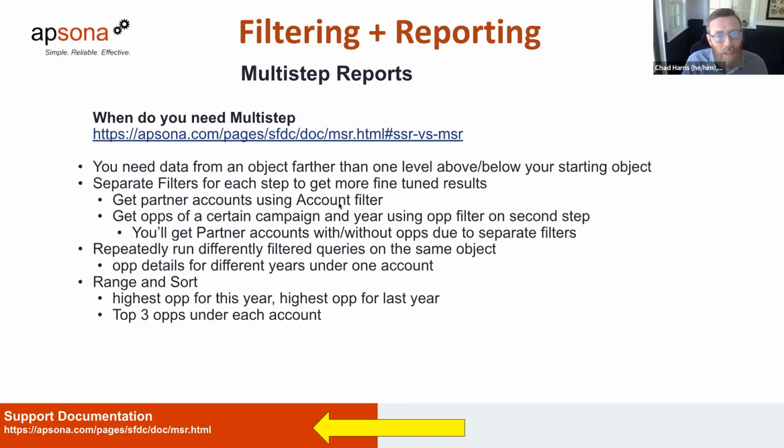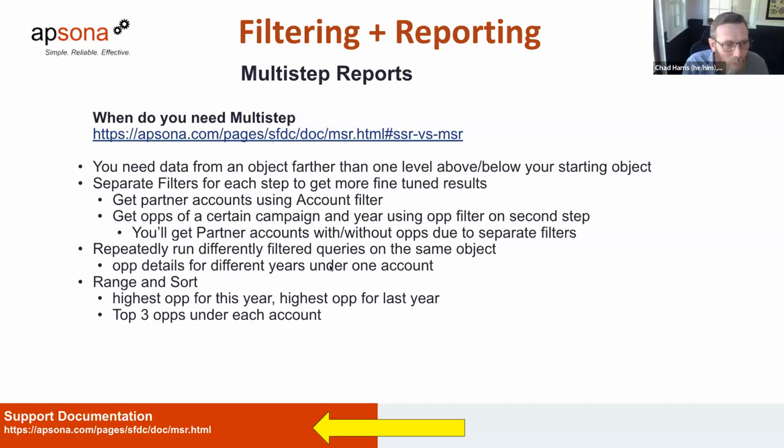As an example, let's say you wanted to see all of your partner accounts and you had some field on your account that recognized them as a very specific type of partner account. You would run a step on account, filter it to get your partner accounts. There you go. And then you say, and now I want to show any opportunities related to those partner accounts, but only opportunities from a certain campaign or a certain year. Then you could do an opportunity step and filter that to get only a certain subset of opportunities that are related to the parent accounts. This is all taken from the documentation.